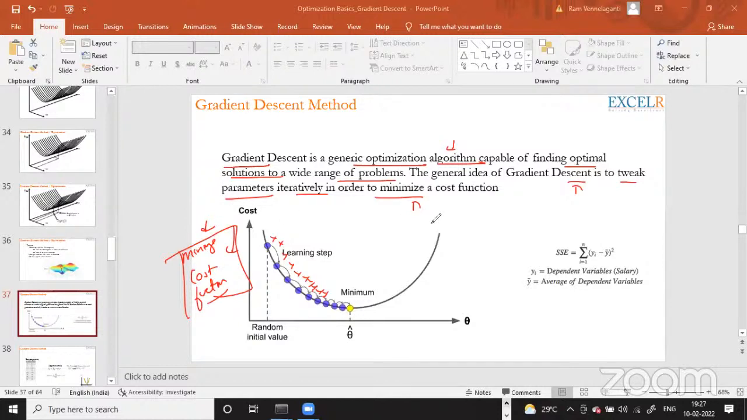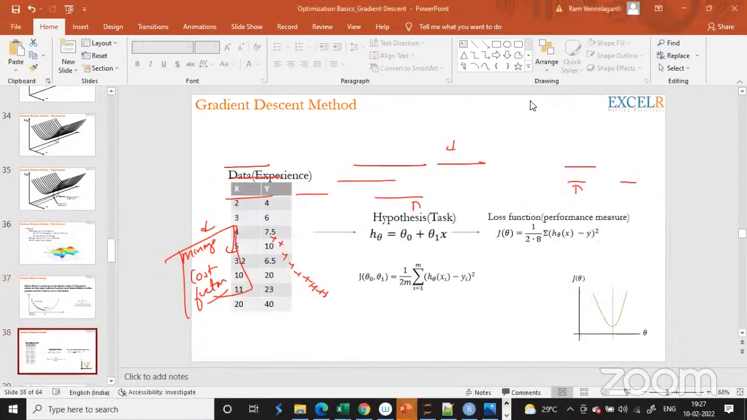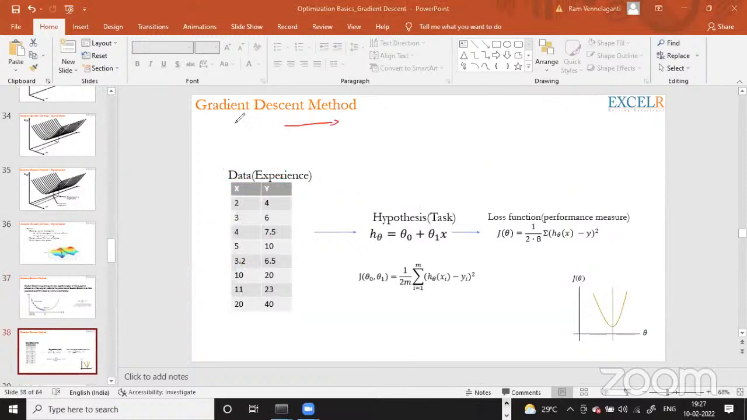Now, in gradient descent method, we have different variants of gradient descent. Under gradient descent method only, we have different variants. What are they? We'll try to understand with the help of one example.